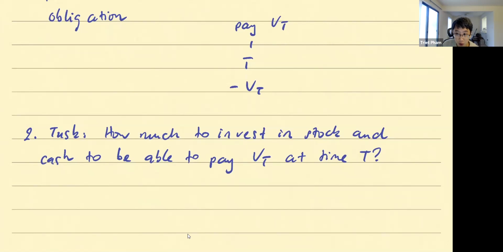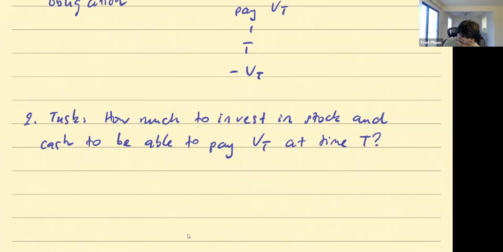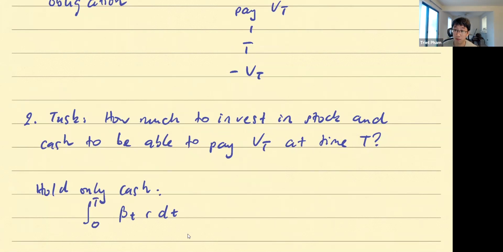The risk is from short selling. Okay. So suppose you hold only cash. I don't care how much cash you owe. Then the progression of your cash position overall will be like this: earning interest rate with some position, adding it from 0 to t.